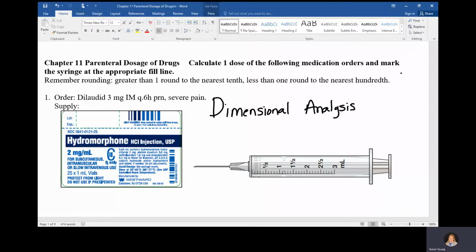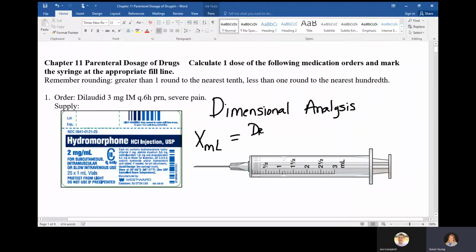So just like we used with the oral dosages, we're going to use the X, and with the injectable dosages, it's always going to be milliliters, or 99% of the time it'll be milliliters. Sometimes it'll be units. We're still using the doctor's orders over 1.